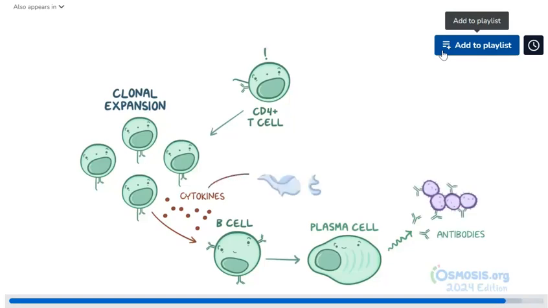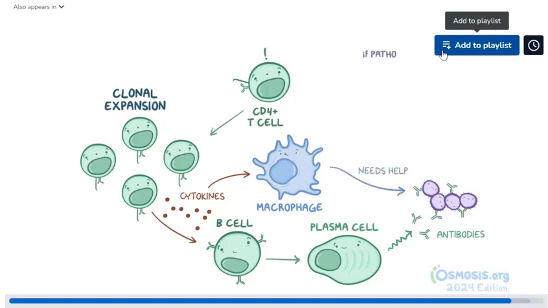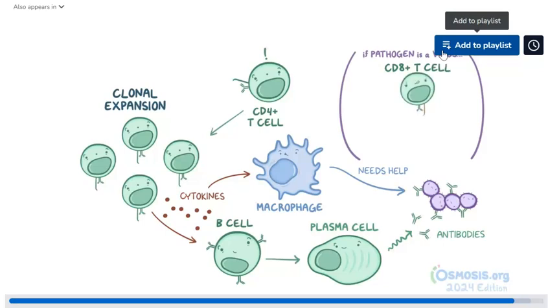Some cytokines will activate macrophages to kill bacteria that have been phagocytized but cannot be killed by the macrophage alone, unless it gets help from its friends, the T cells, of course. If the pathogen was a virus living and replicating in the cytoplasm of the infected cells, the CD8 positive T cells would kill any infected cells that express the viral antigen on an MHC1.